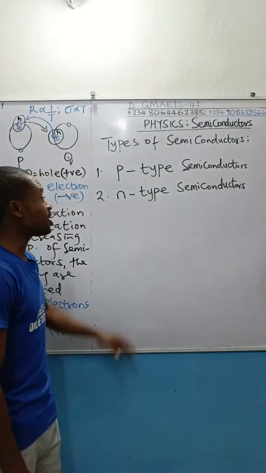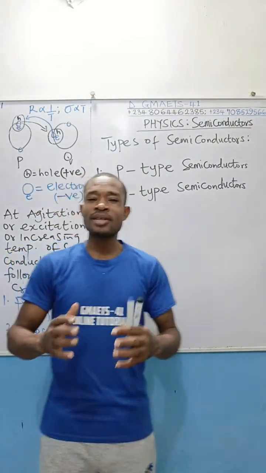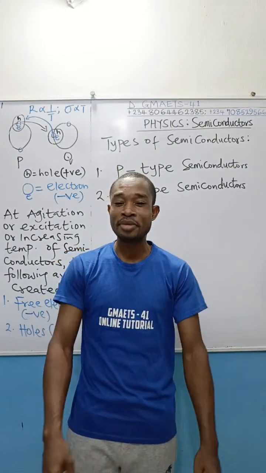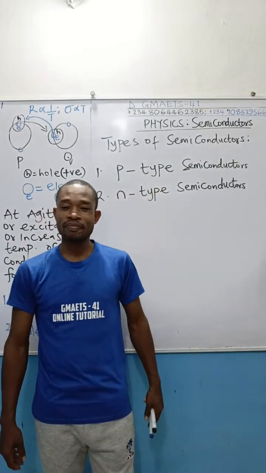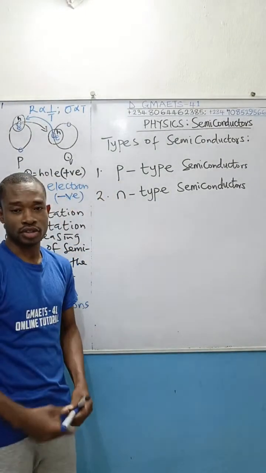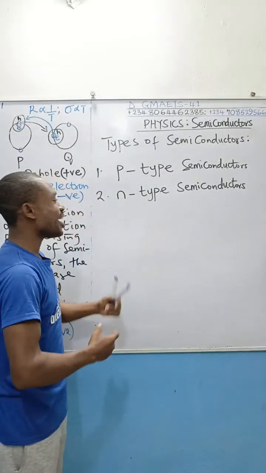Now let us move on. These are the 2 types of semiconductors. Take note of that. Now, examiner wants you to know, and of course you should know, imagine you're working in a basic electronic company. You should know how these types of semiconductors are formed. How are they formed? The P-type and the N-type.